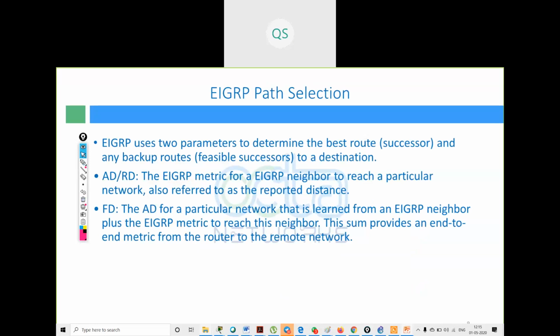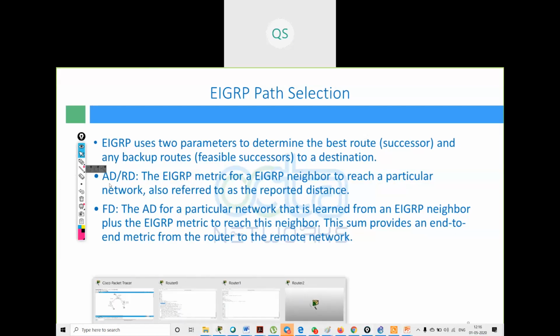See, EIGRP uses two parameters to determine the best route, successor and any backup route as feasible successor. So EIGRP will always be electing successor and feasible successor as per some calculation. What will be the calculation? I will show you. If the criteria matches, then only it will select the feasible successor. Don't worry.